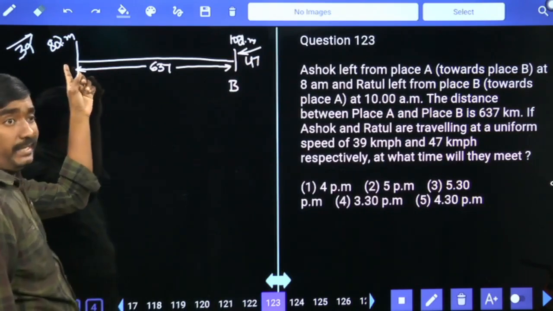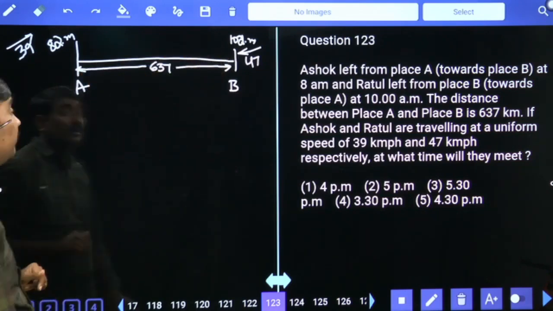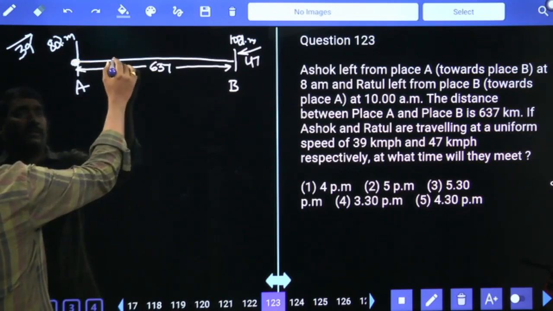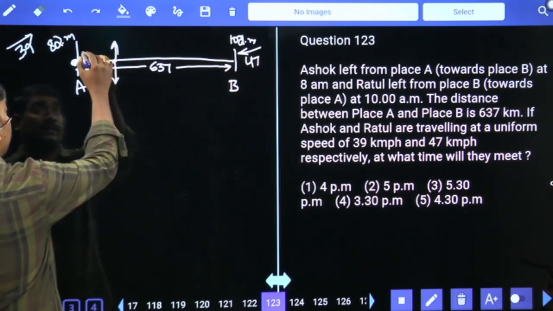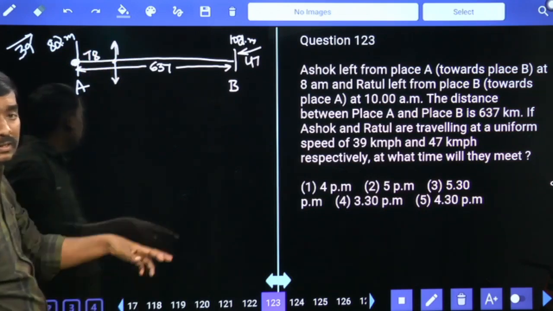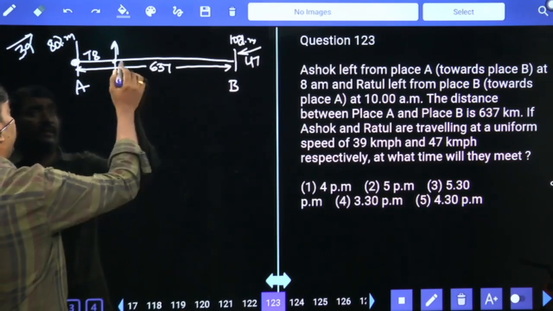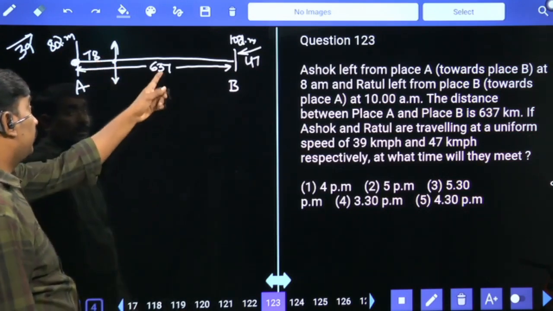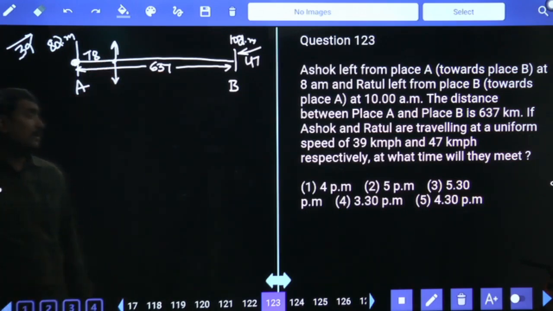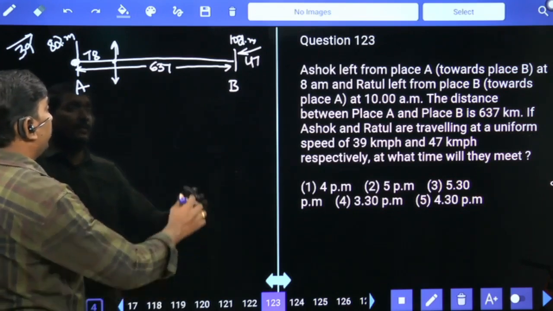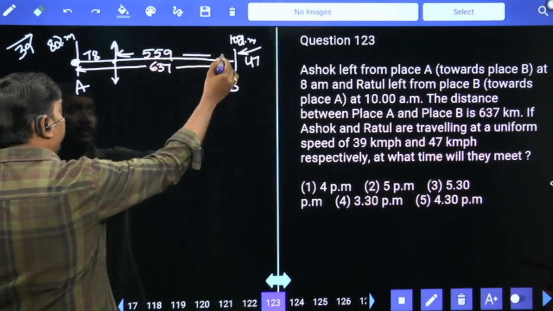First person started at 8 am, second person started at 10 am, means 2 hours after the first person. In these 2 hours, the first person already covered some distance. In 1 hour 39, in 2 hours 78 kilometers is over out of 637. So remaining distance is 637 minus 78, which is 559. Remaining distance is 559 kilometers.